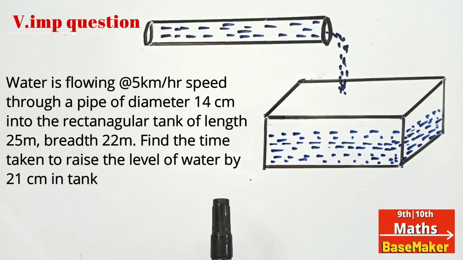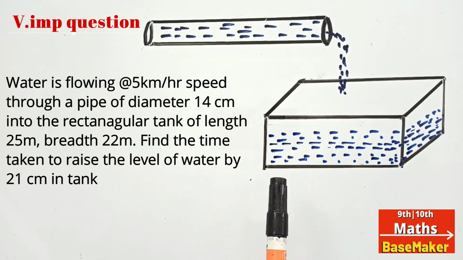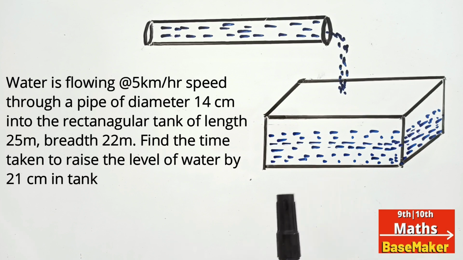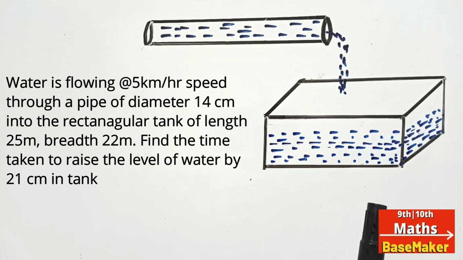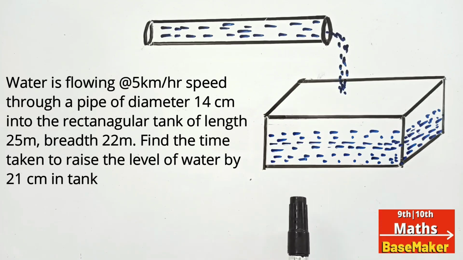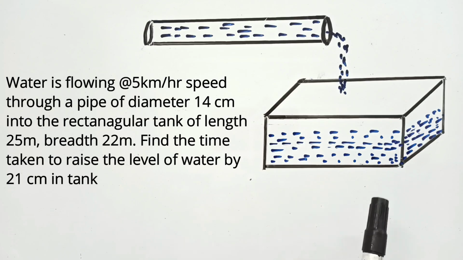Water is flowing at the speed of 5 km per hour through a cylindrical pipe of diameter 14 cm into a rectangular tank of dimensions 25 by 22, means 25 meter length and 22 meter width. Determine the time in which the level of water in the tank rises by 21 cm.